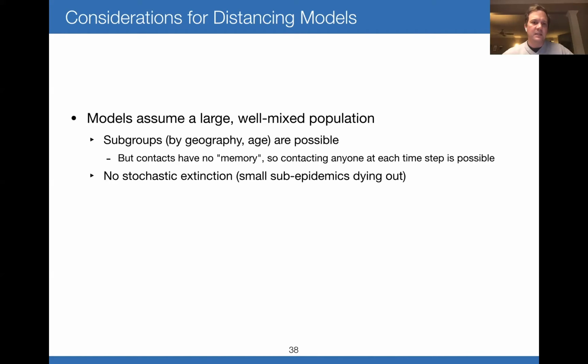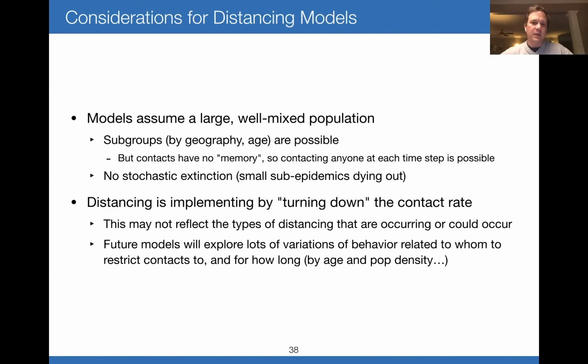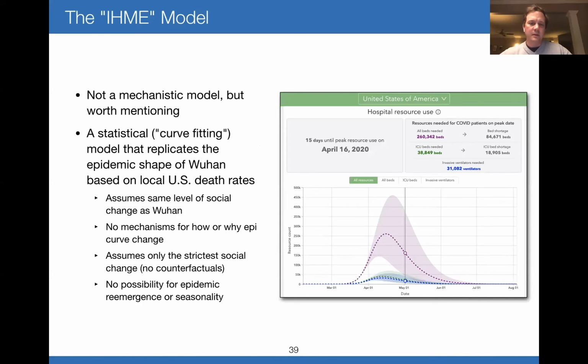I think we'll begin to see that in certain cases in communities that have followed these distancing policies. Distancing instead is implemented by just turning down the contact rate in many cases, so limiting the rate of contacts from what it was to some lower value. And again, this might not reflect the type of distancing that actually occurs in the real world. Future models are going to explore lots of variations of behavior related to who contacts who and for how long, potentially by age and population density.